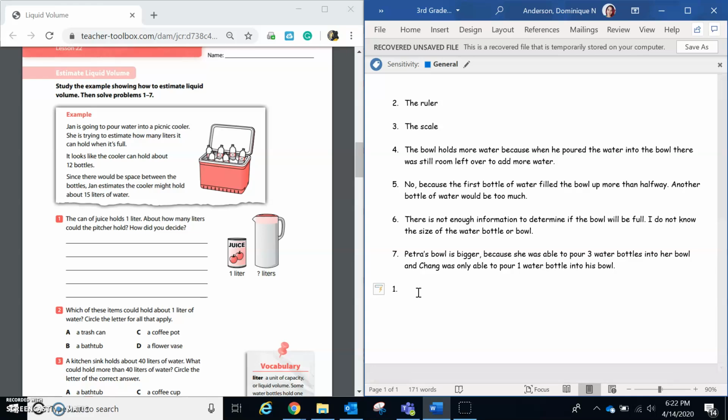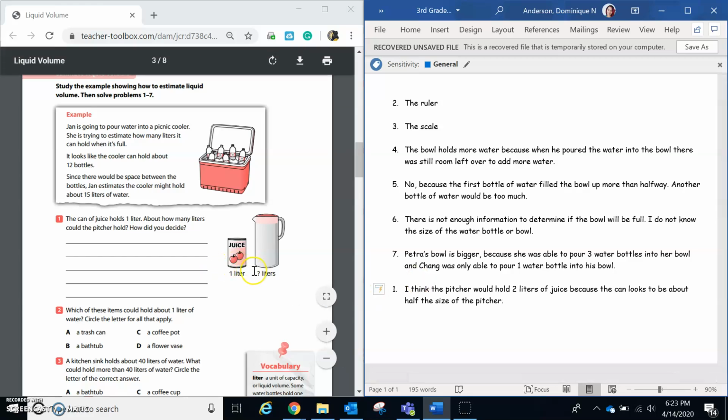So for me, I'm going to say, I think the pitcher would hold 2 liters of juice because the can looks to be about half the size of the pitcher. So it's almost half. Then if I pour the other can in, I think that I would be able to get 2 cans in there, which is 2 liters.